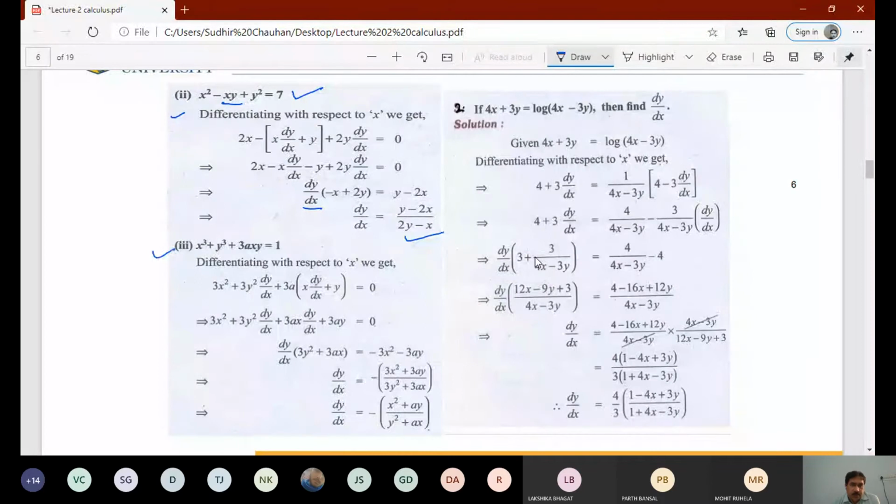Again we take this question, x cube plus y cube plus 3axy is equal to 1. Differentiating with respect to x, we get 3x square plus 3y square dy by dx plus 3a. Now we'll apply the product rule: x dy by dx plus y is equal to 0. Now here we can take common dy by dx, so it is minus 3x square minus 3ay. Then its value, taking common 3, is minus x square plus ay upon y square plus ax.